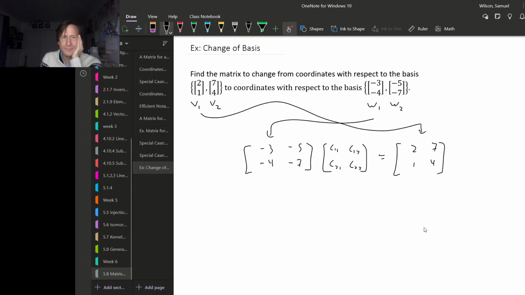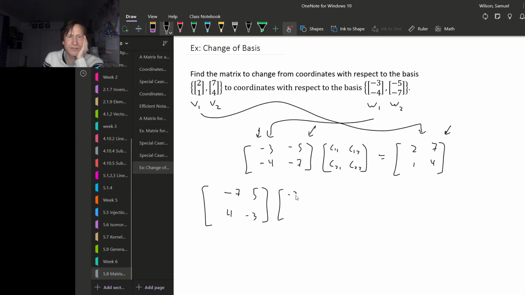Okay, and then we just solve this. So do it however you want. You can augment this left-hand matrix with this right-hand matrix and then row reduce, or you can compute the inverse for this left-hand matrix and then multiply on the left. That's what I did. So the inverse for this matrix, turns out it's minus 7, 5, 4, minus 3.